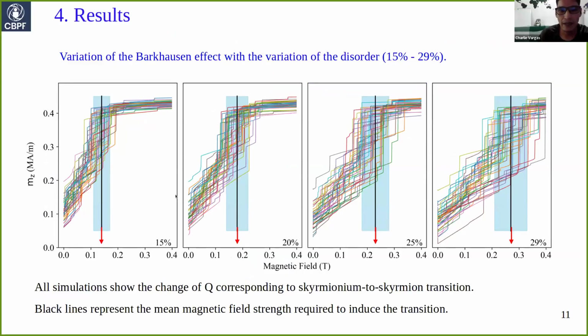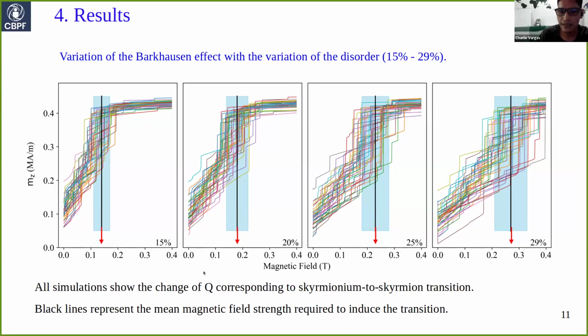Well, after observing the Barkhausen effect, we repeated this experiment for different domain patterns, and also by increasing the strength of the disorder from 15 to 29%. And it is shown in this graph of the magnetization in this z-axis as a function of the magnetic field.